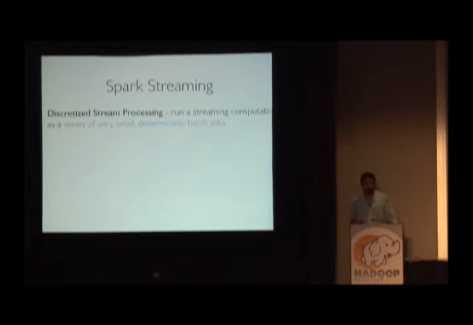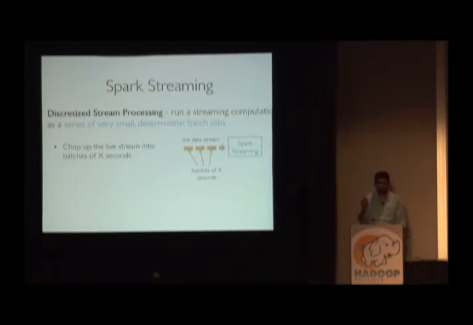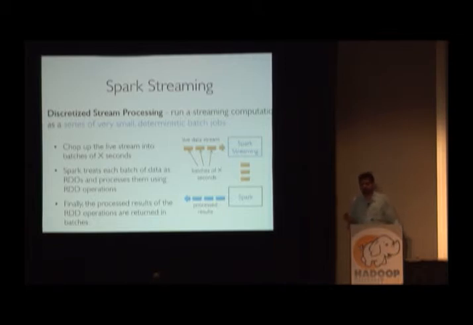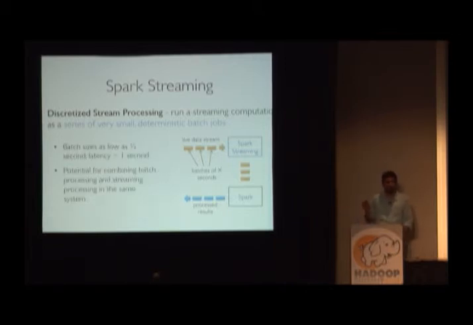So that led us to Spark Streaming. The processing model that we use in this system is called discretized stream processing, where we run a streaming computation as a series of very small deterministic batch jobs. Basically, let's say you have a live data stream. Spark Streaming will receive the stream, divide it into batches of x seconds, x you can configure, send the data to Spark, and Spark will process the data and give back the results in batches. Now to reduce the end-to-end latency, the challenge is to reduce the batch size, because the smaller the batch size, the smaller the end-to-end latency.